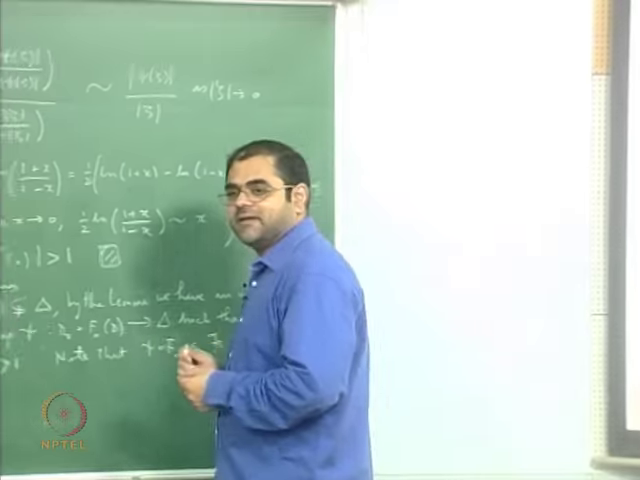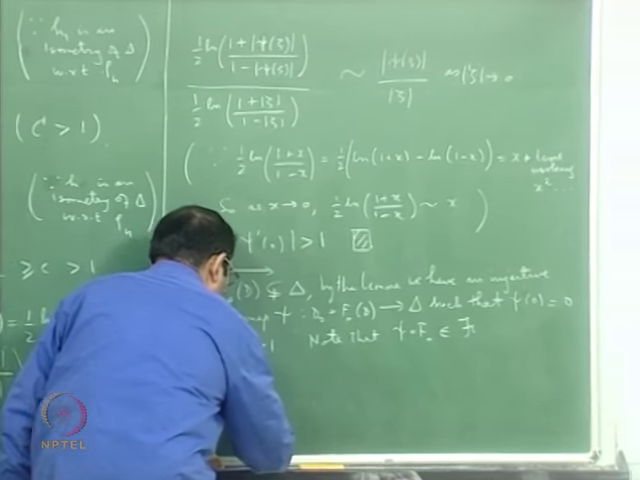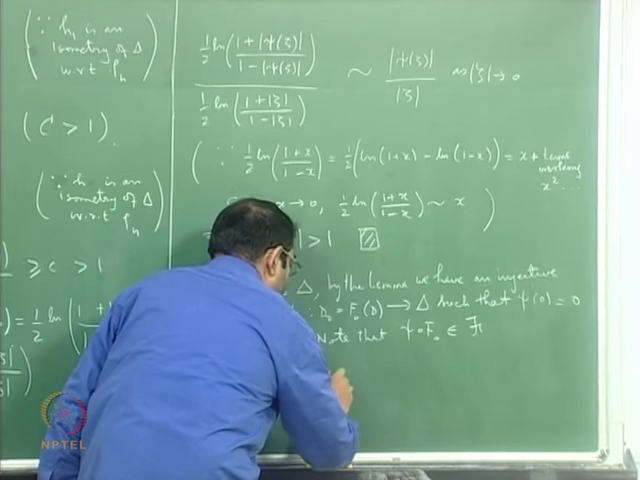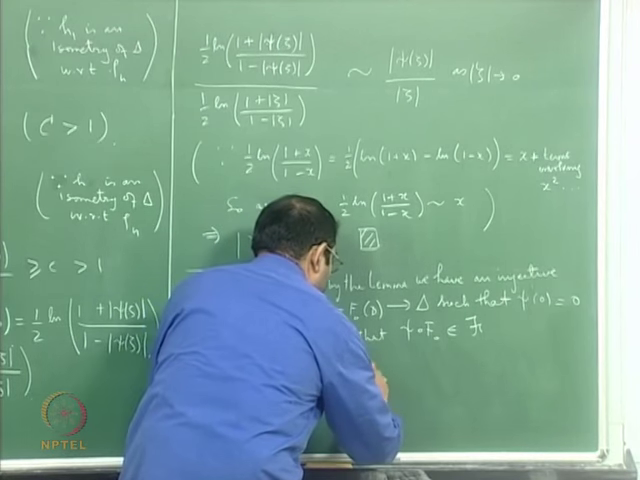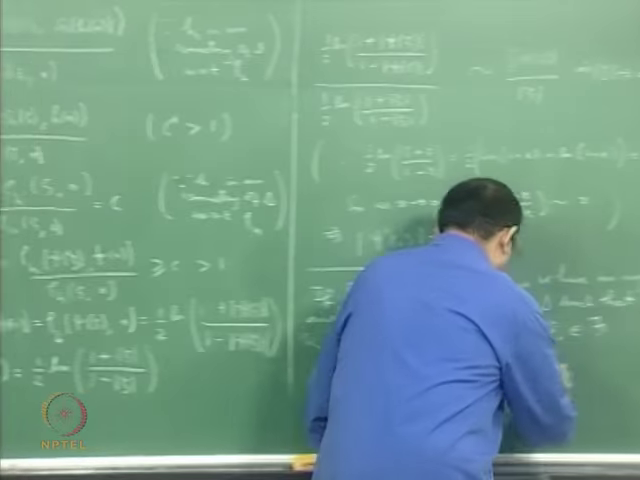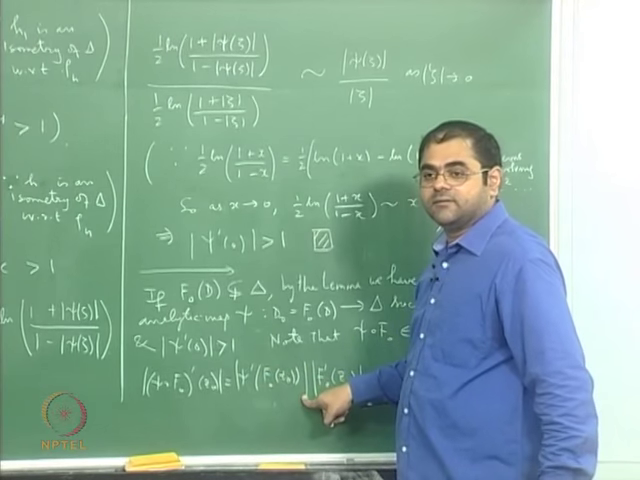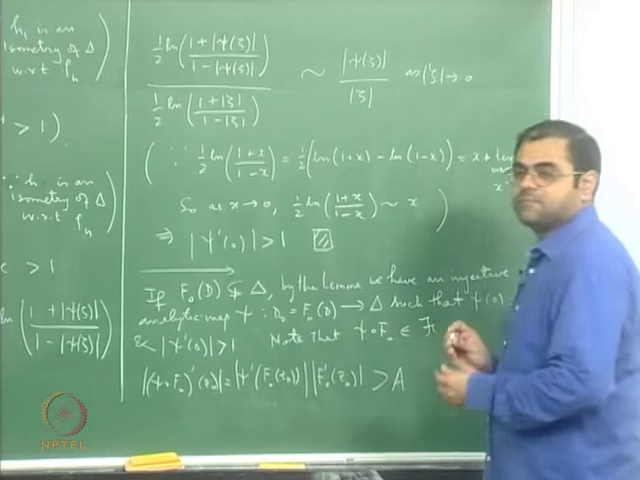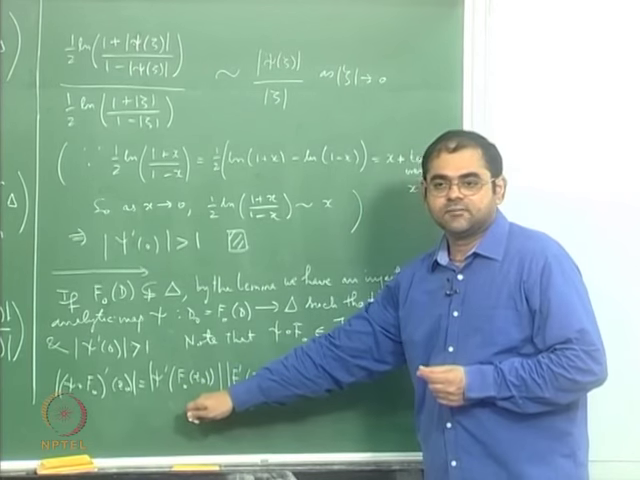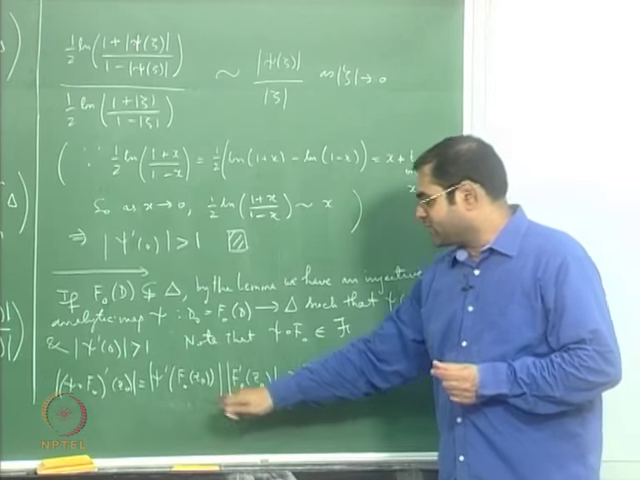But now comes the big deal: what is the derivative of psi circle f naught at z naught? By the chain rule, this is the modulus of the derivative of psi at f naught of z naught, times the derivative at z naught of f naught. The derivative of f naught at z naught is A, and the modulus of psi dash of 0 is greater than 1 by the lemma. So the product is greater than A.